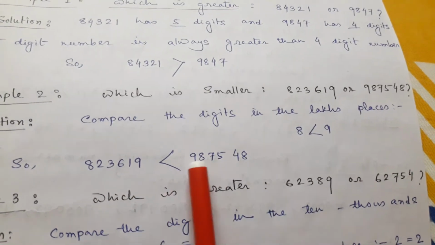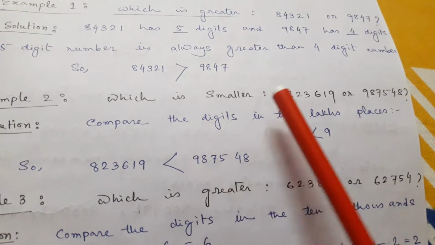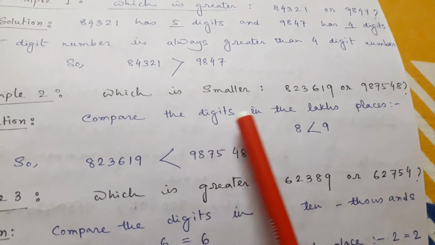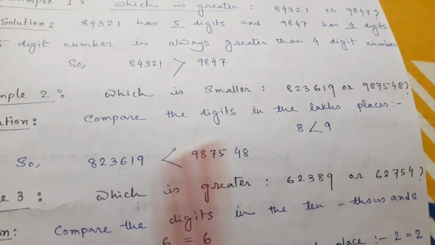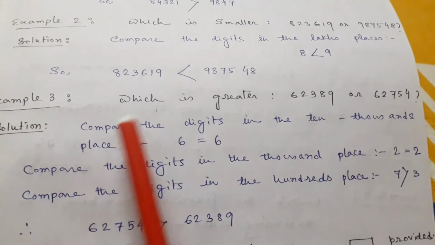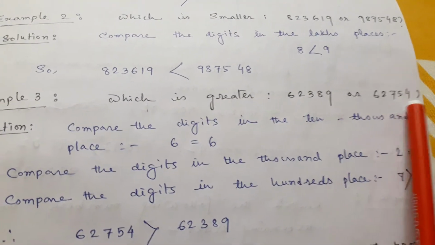So we have written 823619 less than 987548. So if we have the same number of digits, then we have to compare the digits of the numbers of the corresponding places. Okay, now see the next example, which is greater, 62389 or 62754?